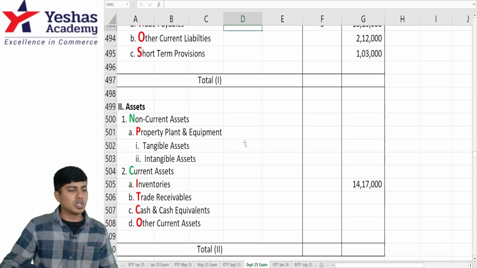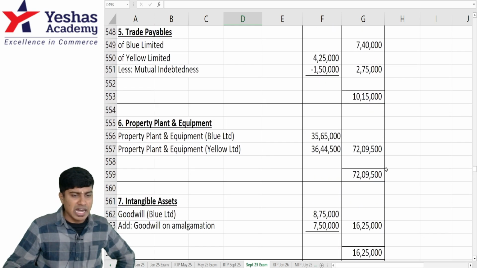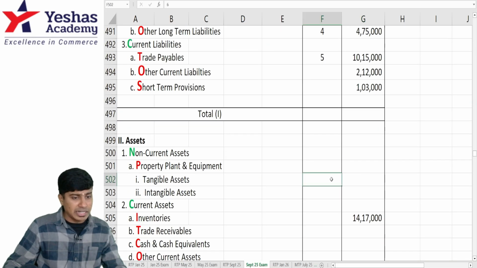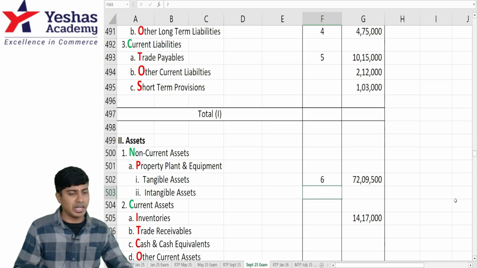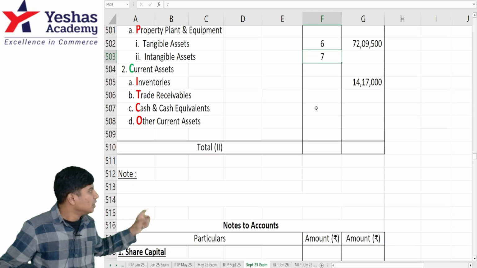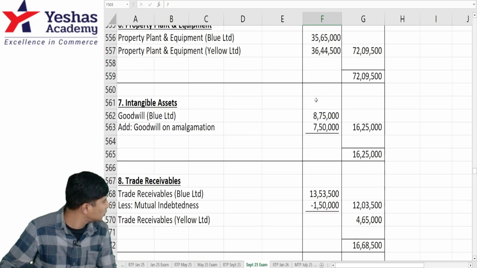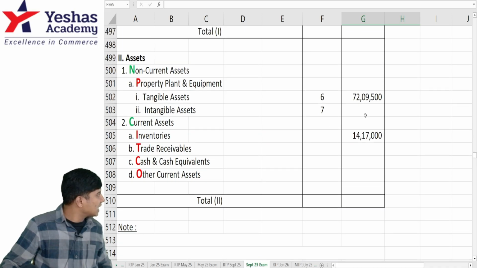Done. Let's go to assets now. On the asset side, do we have tangible assets? Yeah, 72 lakh 9,500. I would write tangible assets, note number 6, 72 lakh 9,500. Intangible asset, goodwill: goodwill of Blue plus goodwill arising on amalgamation. Both together, 16 lakh 25. I would write 16 lakh 25.